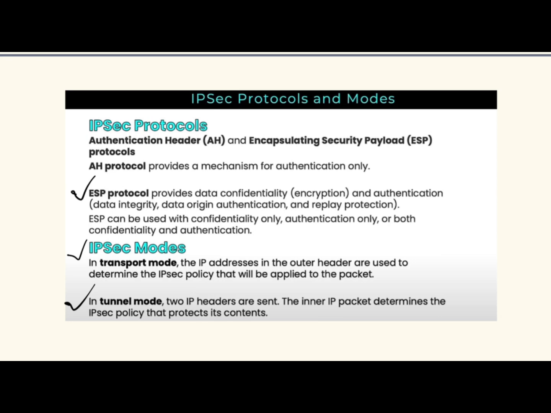ESP, Encapsulating Security Payload, is used for encryption and authentication, or both. You need confidentiality, so you encrypt data, you want to protect data integrity, and authenticate the sender. ESP is used more commonly than AH today because nowadays we all know that encryption is also very important. Therefore, ESP is used more commonly for VPN connections, especially over public networks like the internet, and secure remote access for employees.